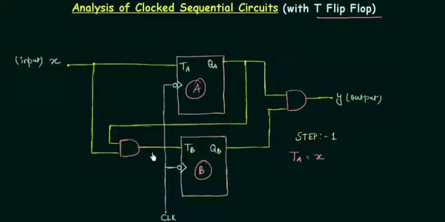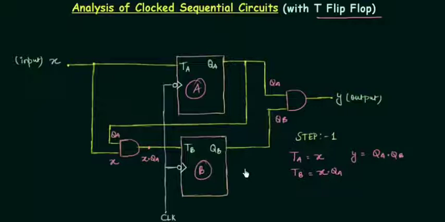Similarly, for TB, it is the output of this AND gate, and the two inputs to this AND gate are QA, which is connected like this, and the second input is X. So the output of this AND gate is X and QA, and that is the value of my TB. Now we will move to the output equation. The output is the output of this AND gate, and the inputs are QA, QB. So Y is the output, and it is equal to QA and QB.